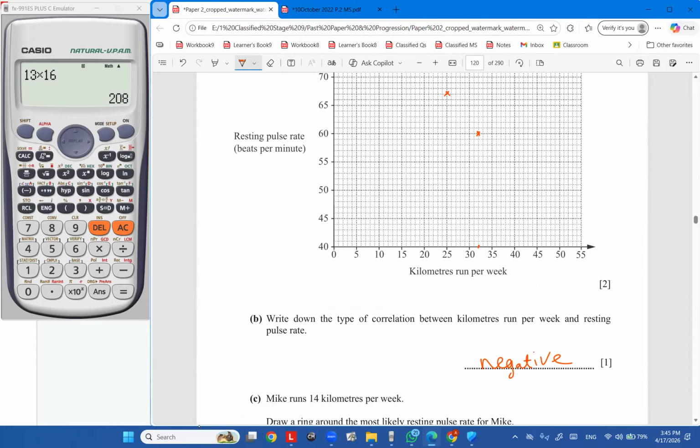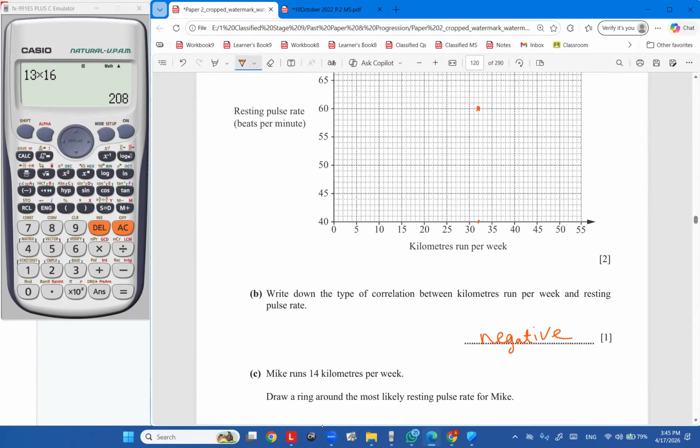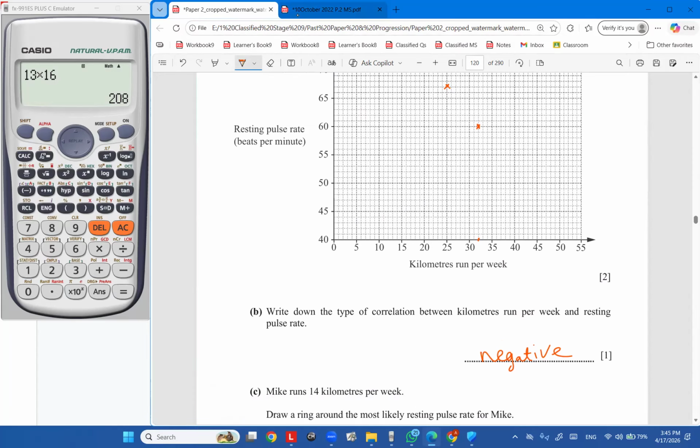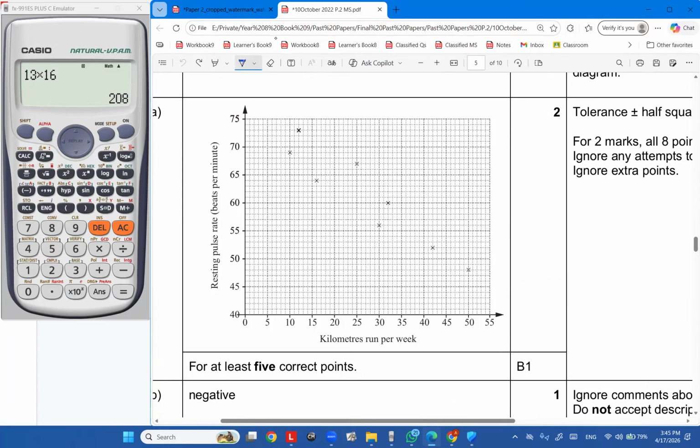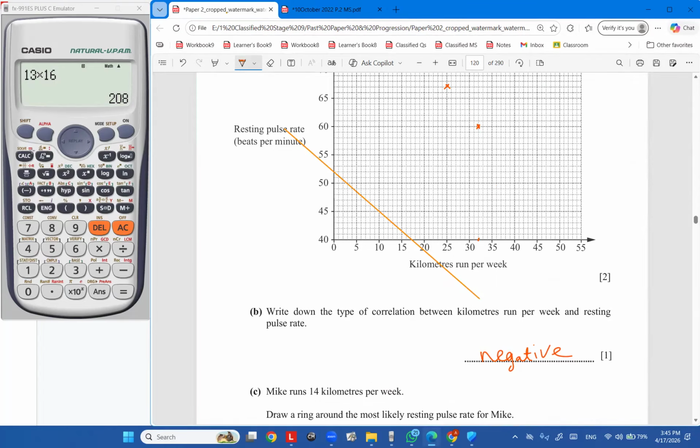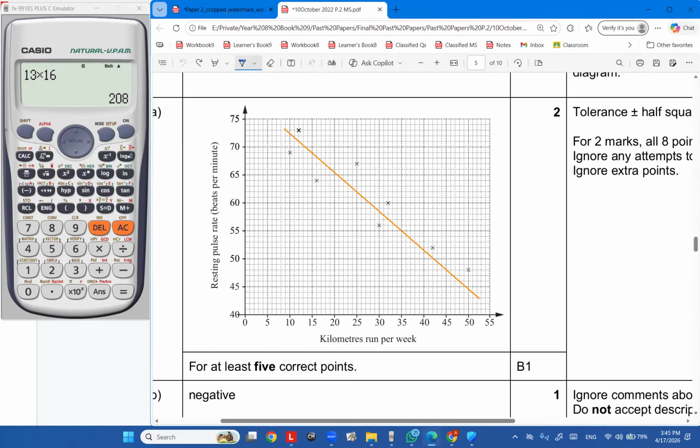C, Mike runs 14 kilometers per week. They want you to draw a ring around the most likely resting pulse rate for Mike. So I'm going to go over there, 14 kilometers, as they said, and draw the line of best fit. You must draw the line of best fit to estimate something. Halfway through the majority of the points. They said how many kilometers? I'm sorry, got very bad memory. 14 kilometers, they said, right? Yes, 14 kilometers. So 14 kilometers is actually here. Look at that.